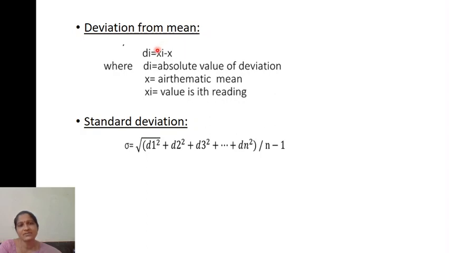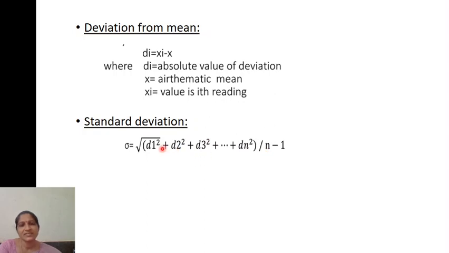Then how are you going to get the deviation from the mean? Deviation is denoted by the letter di. So di is equal to xi minus x̄. Here x̄ is the arithmetic mean, and xi is the ith reading. The ith reading minus the arithmetic mean will give you the deviation. And standard deviation is denoted by the letter sigma, and it is nothing but the square root of the sum of all the squared deviations divided by the number of readings minus 1.